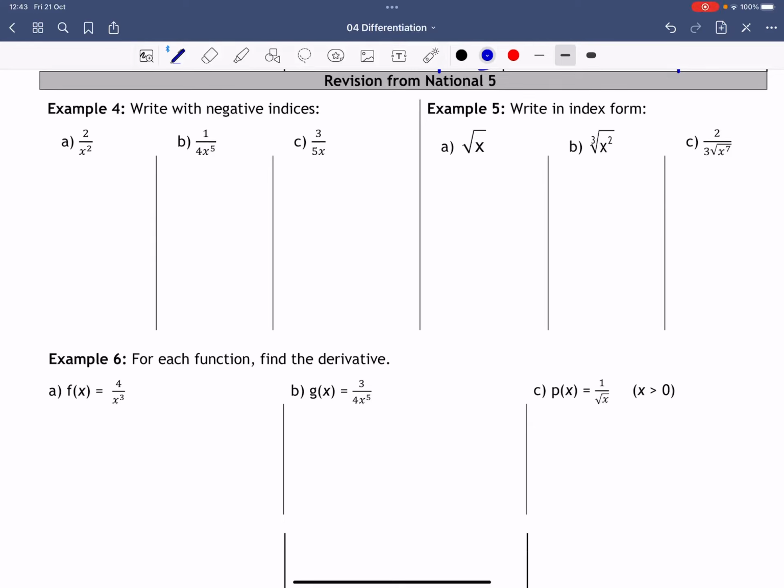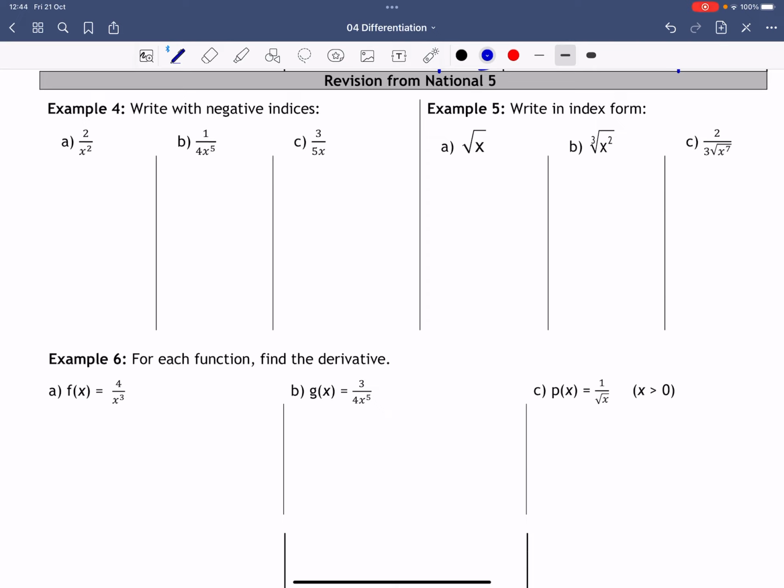Okay, in this video we're going to take a look at a little bit of revision from National 5 that involves us writing our expressions with negative powers and also with the radicals taken out, and then actually going ahead and differentiating things like this. Okay, now we did say to you back in National 5 that this is one of the most important things that you need to be able to do in order to progress on to Higher. So be very familiar with your index laws. If you're not sure of them, Google it or speak to your teacher.